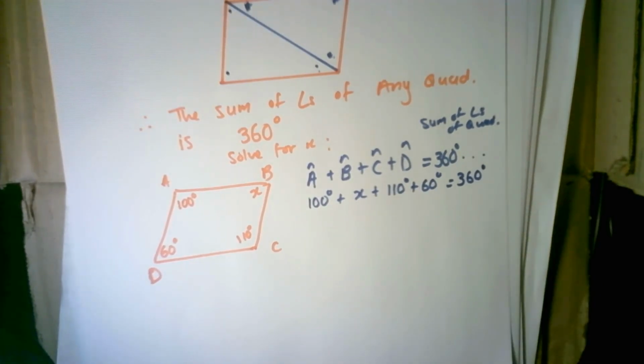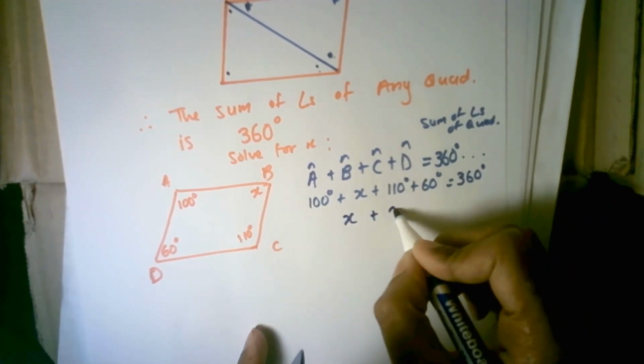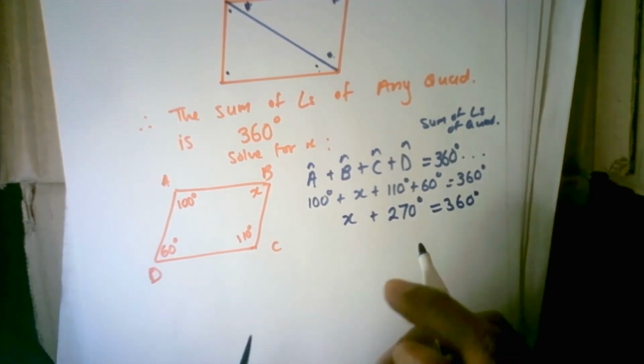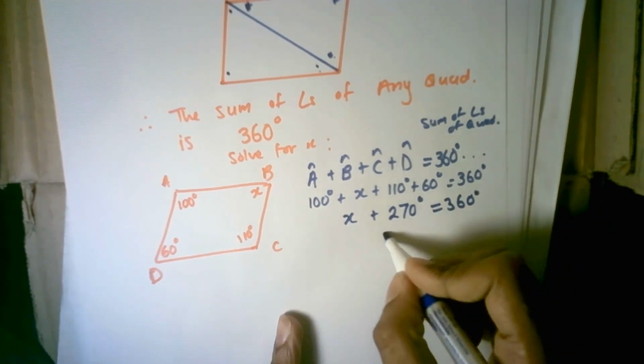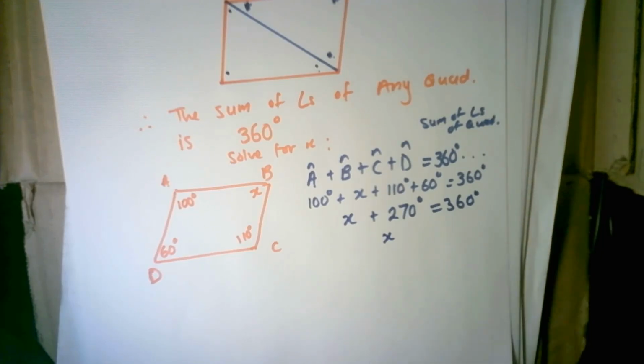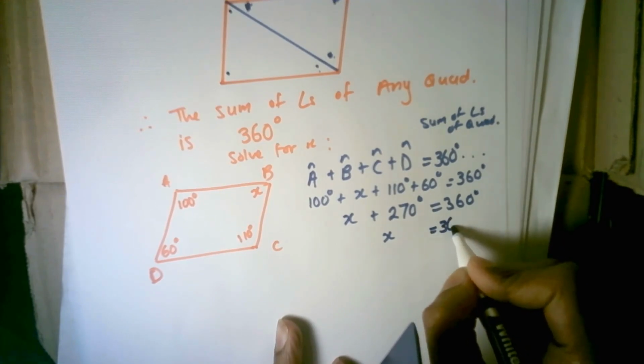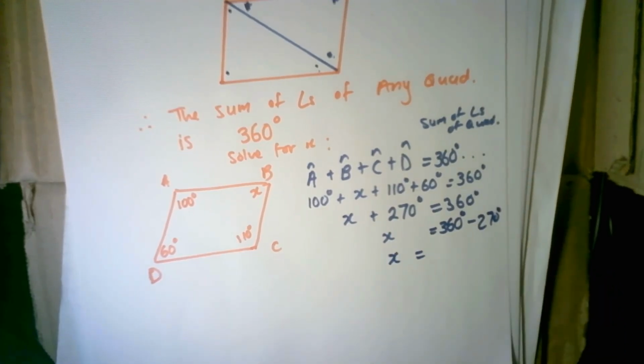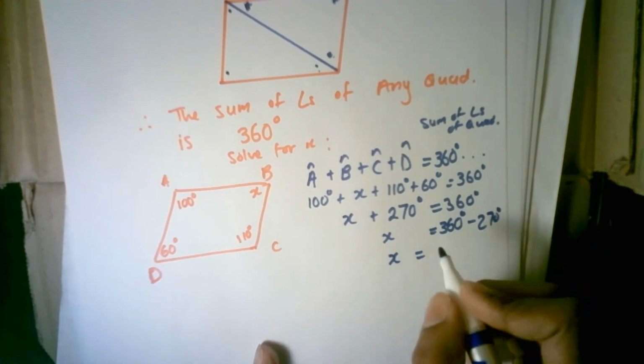So what is this? 100 degrees plus 110 degrees is 210 degrees. 210 degrees plus 60 degrees is 270 degrees. So x plus 270 degrees is equal to 360 degrees. Remember, this is just a simple linear equation. I'm going to take 270 degrees to the other side. When I do so, the sign changes. So x is equal to 360 degrees minus 270 degrees, the difference of that, which should be 90 degrees.